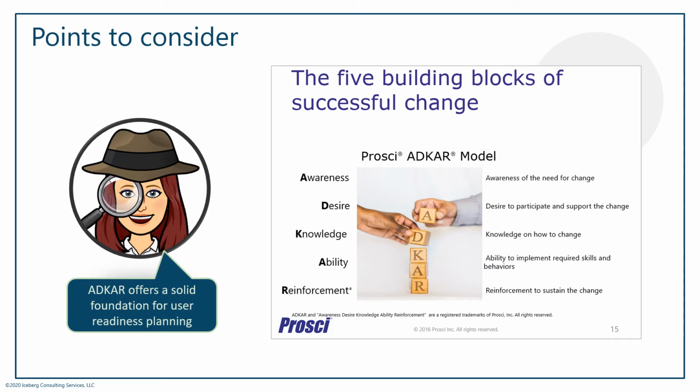Knowledge is the training piece. I feel like organizations usually have this one down because what I hear a lot is, well, we just send an email with a link to some training. So they at least have a good starting point for how to change and the training piece of it. Ability is focusing on the skills and behaviors and aptitude for people to actually make the change. And reinforcement is supporting people ongoing. So those are the core components.